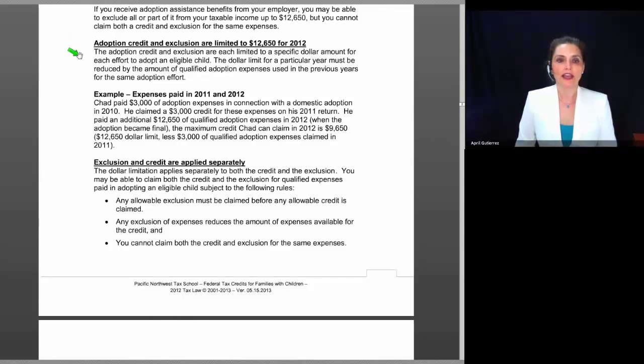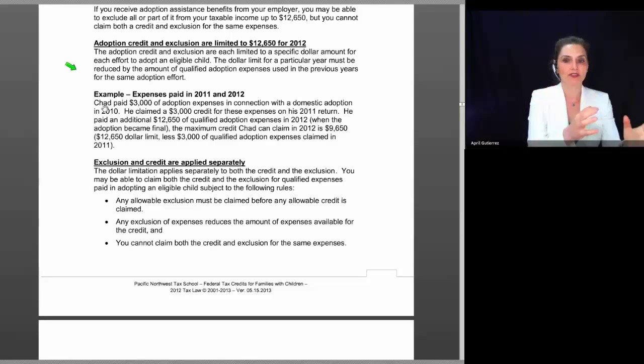The adoption credit and the exclusion are each limited to a specific dollar amount for each effort to adopt an eligible child. The dollar limit for a particular year may be reduced by the amount of qualified adoption expenses used in the previous years for the same adoption effort. Not necessarily the same child if you have a failed effort, but there's one single attempt to adopt a child over time. Maybe you start with this child and end up with another child, but there's that one attempt.